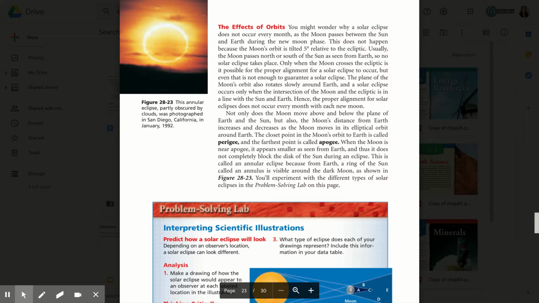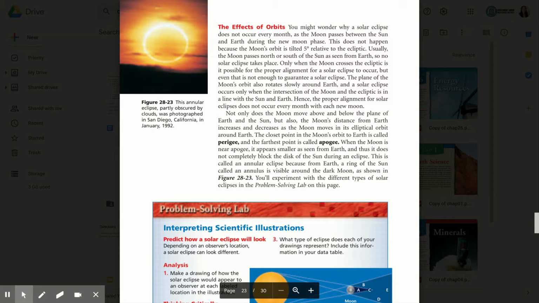But even that is not enough to guarantee a solar eclipse. The plane of the moon's orbit also rotates slowly around Earth, and a solar eclipse occurs only when the intersection of the moon's orbit and the ecliptic is in a line with the sun and the Earth. Hence, the proper alignment for a solar eclipse does not occur every month with each new moon. Not only does the moon move above and below the plane of the Earth and the sun, but also the moon's distance from Earth increases and decreases as the moon moves in its elliptical orbit around Earth.